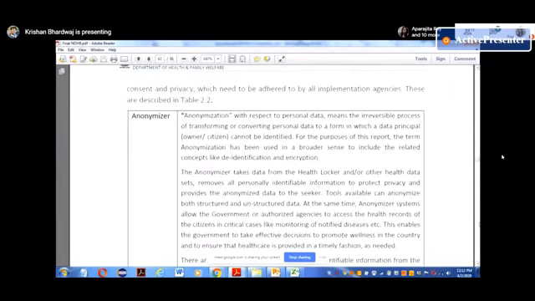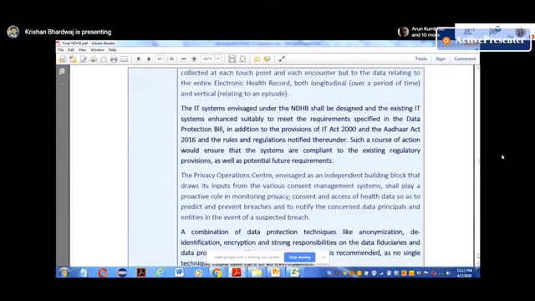Now, the technology building block, they are talking about several components like the anonymizer. So can anyone tell me, Raghav, can you tell me what is an anonymizer?